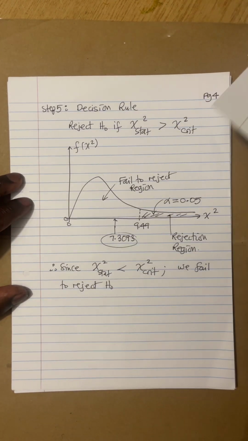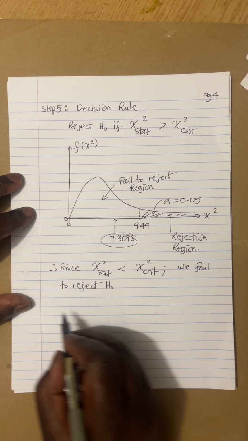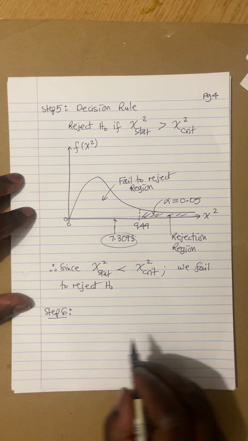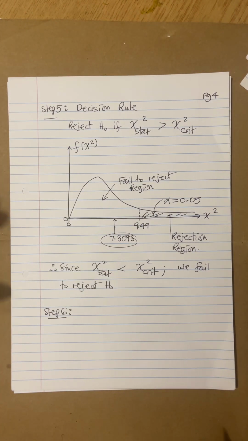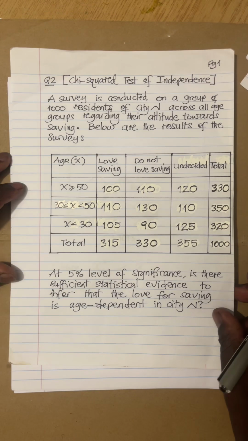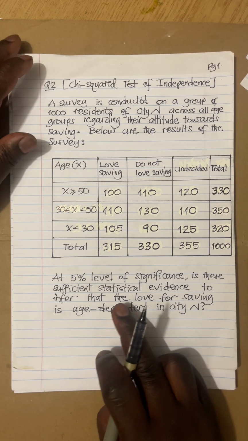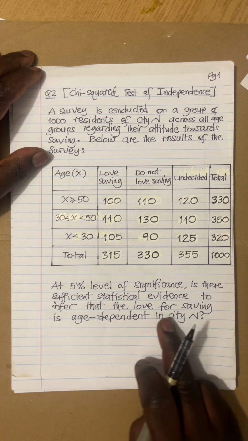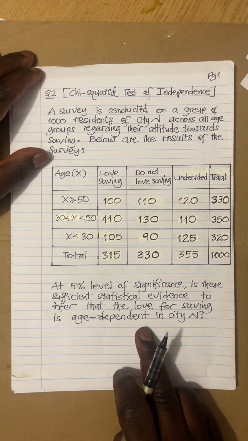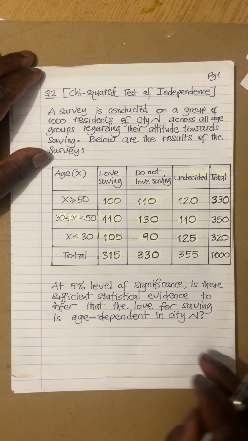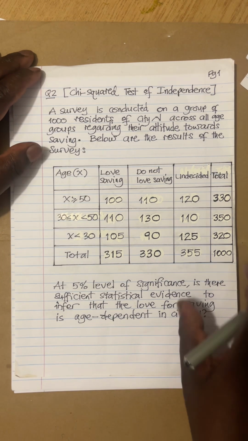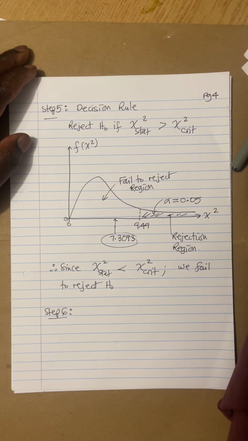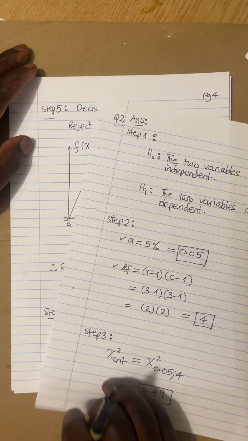Let's look at step number 6, which is our last step. Remember, this is where I said you have to write a comprehensive statement answering this question here, which says, at 5% level of significance, is there sufficient statistical evidence to infer that the love for saving is age dependent? In other words, the question is saying, are the two variables dependent?